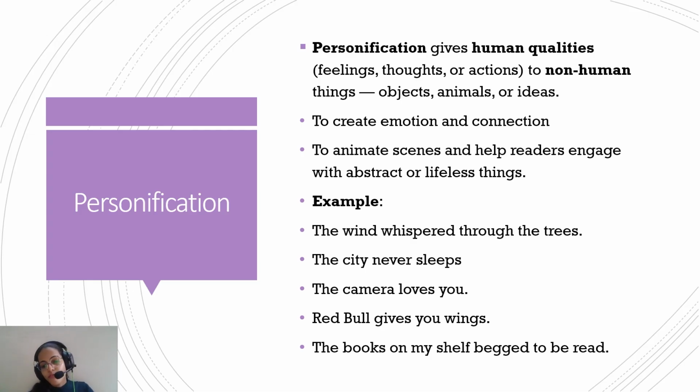The book on my shelf begged to be read. Begging, again, is a human thing. Books cannot come and beg you. If they could, a lot of books on a lot of shelves would be begging. Begging is a human activity. So the books on my shelf begged. Again, a human quality has been given to a non-human. So, personification: a person-like quality given to a non-human.